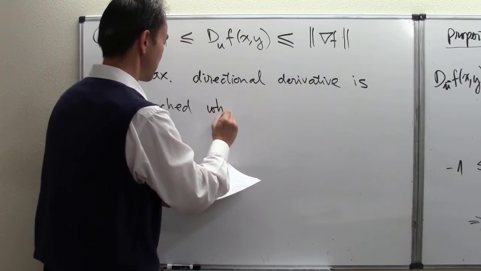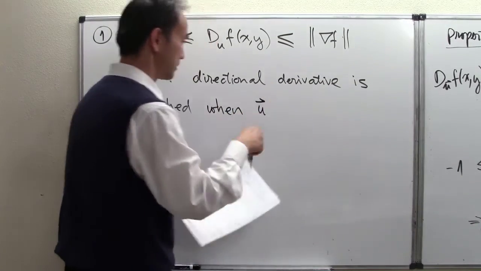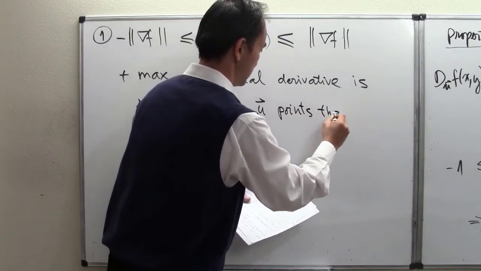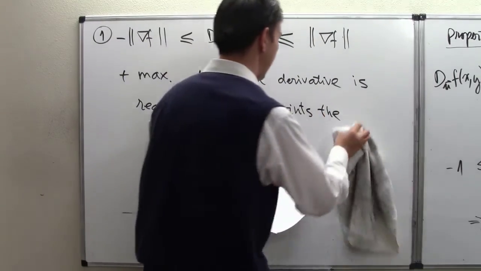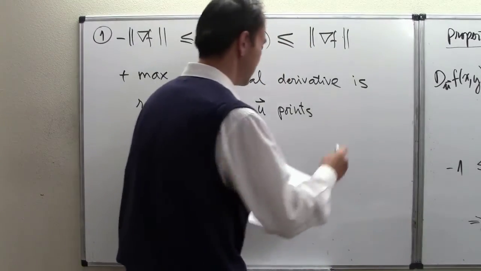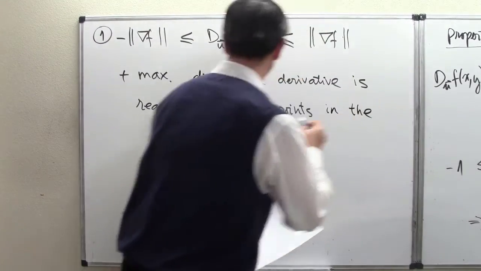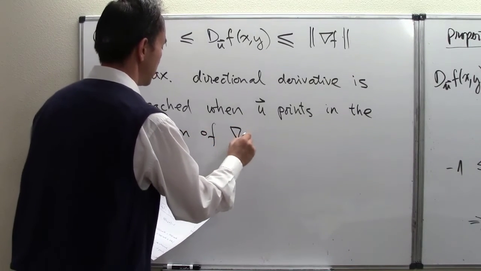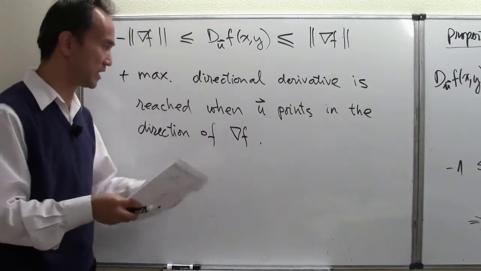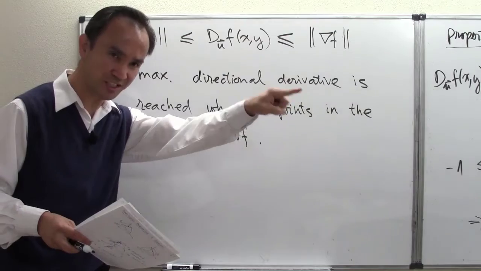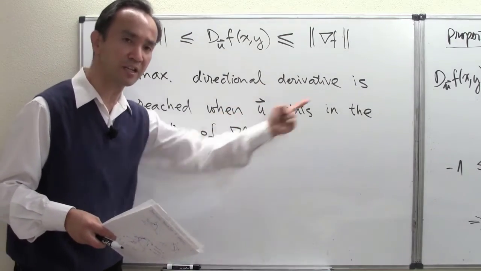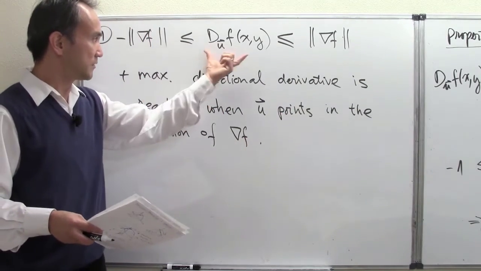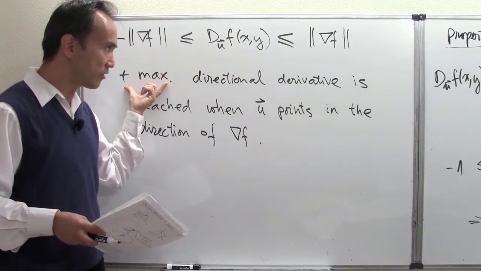It's reached when the directional vector u right here points in the direction of del f. Okay, it's a vector, so anytime that u points in the same direction, or in other words, in the world of vectors, when u is exactly parallel with del f, pointing in the same direction, that's where this value will reach the maximum.